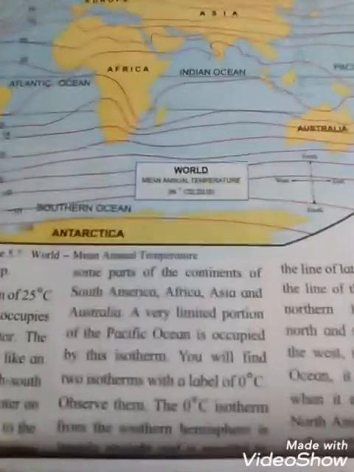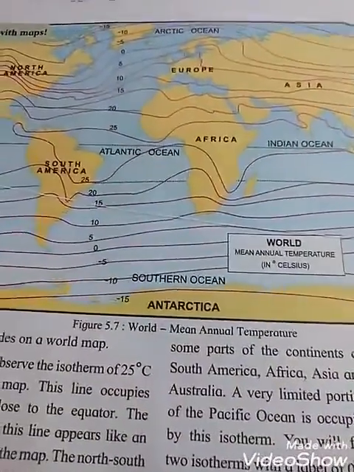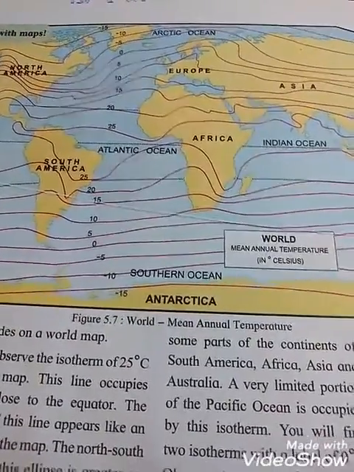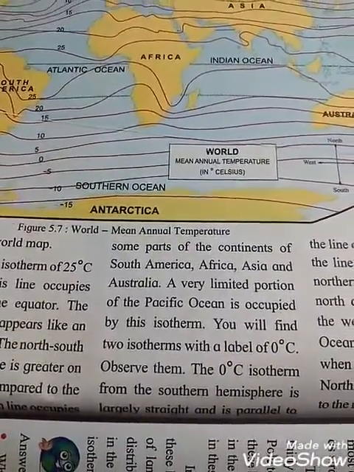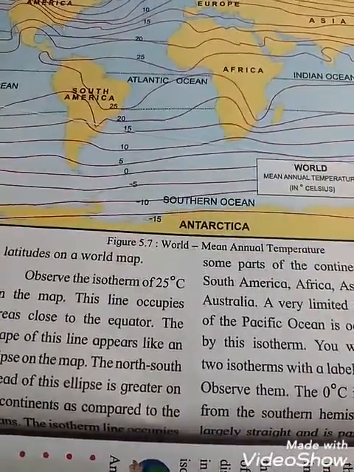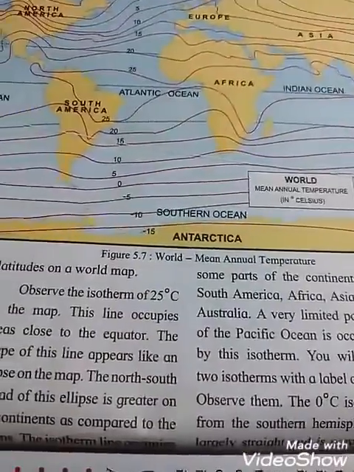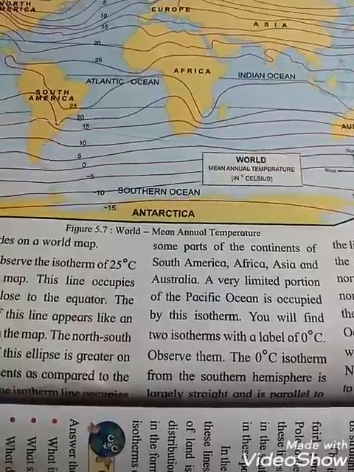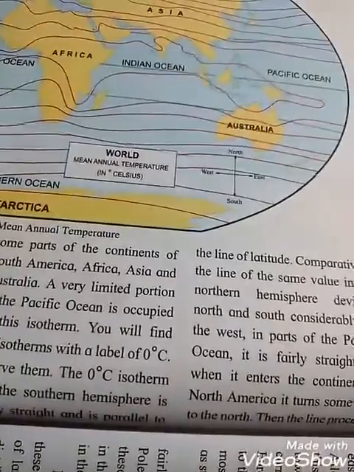You will find two isotherms with a label of 0 degrees Celsius. See, students, 0 degrees Celsius, can you see that? Observe them: the 0 degrees Celsius isotherm from the southern hemisphere is largely straight. So it is in the southern hemisphere. The 0 degree Celsius isotherm from the southern hemisphere is largely straight and is parallel to the line of latitudes. Can you see that?